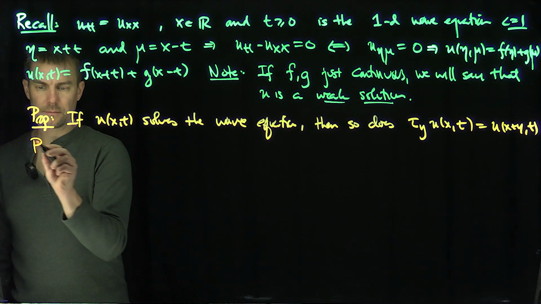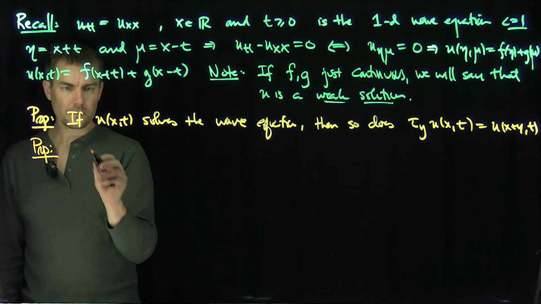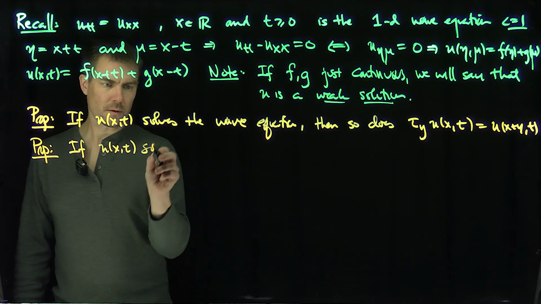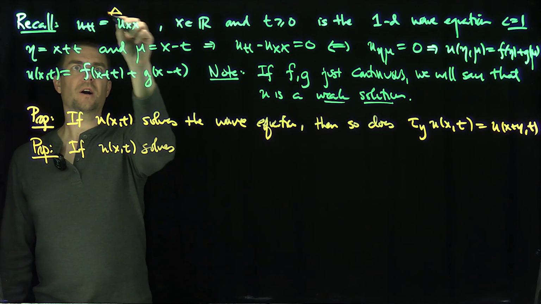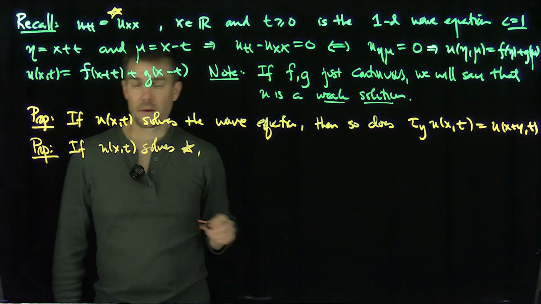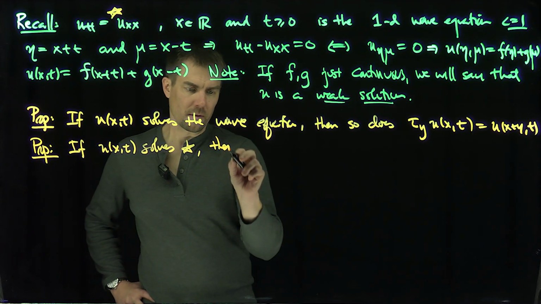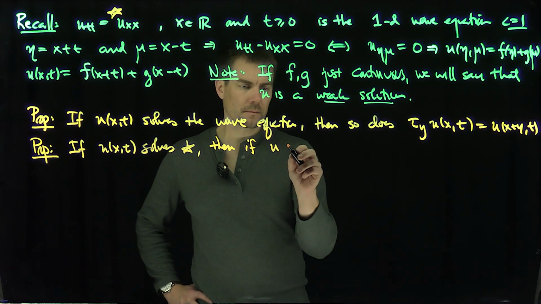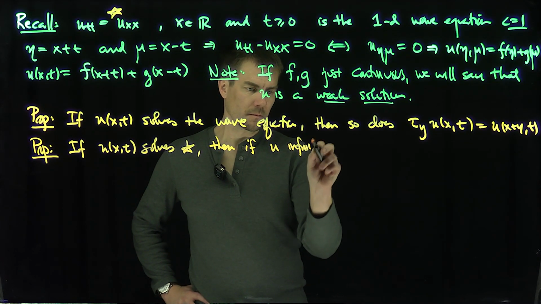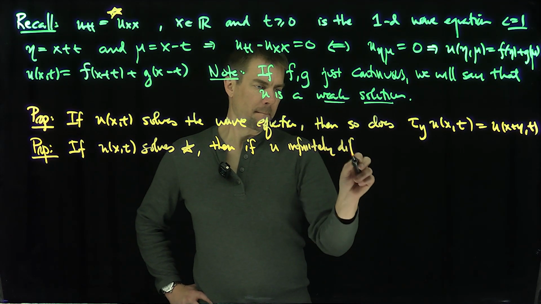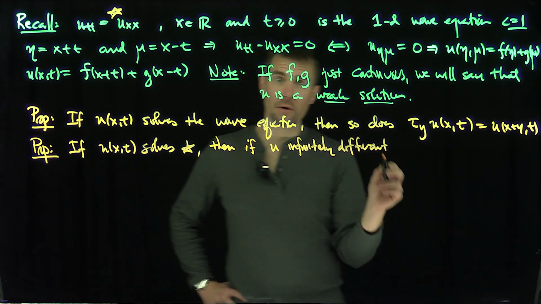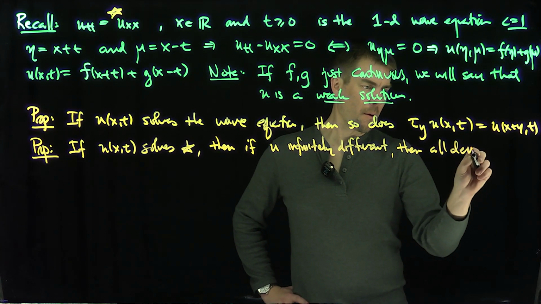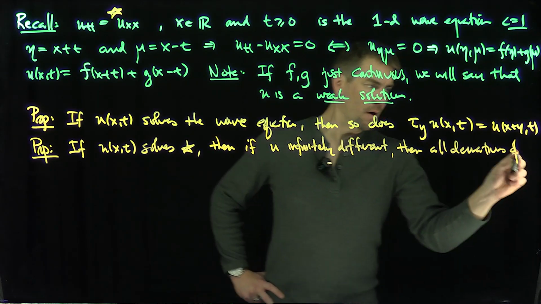Good. Next proposition. If u of x, t solves the wave equation, which we can just call star, then if u is infinitely differentiable, then all derivatives of u satisfy the equation.